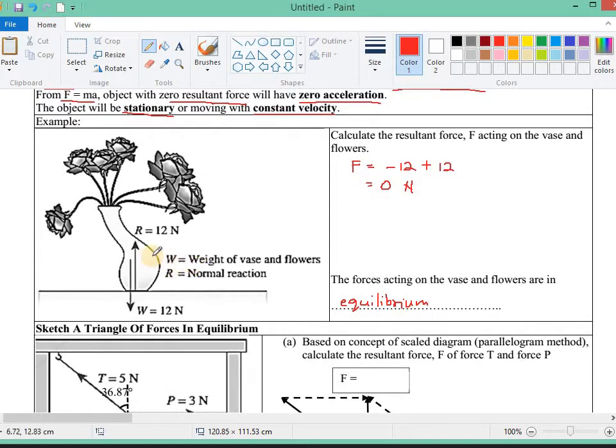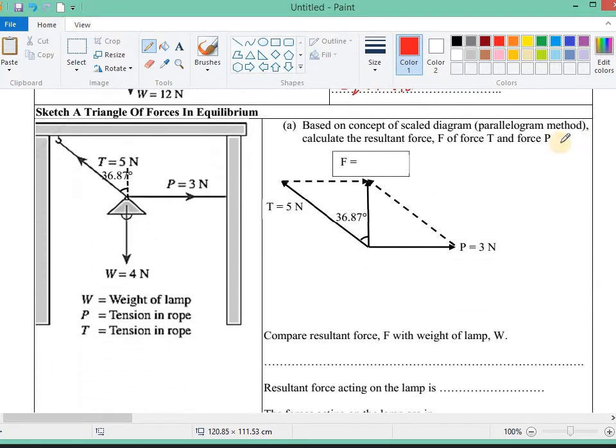Okay, so this example is where the forces are parallel. Now we want to see what happens if there are more than two forces, and the forces are not parallel to each other. So for example, this one. You look at this diagram, there's a lamp, and the lamp has a weight. So this weight is the result of gravitational force. The weight is 4 Newton, so that means the gravitational force is pulling the lamp with a force of 4 Newton. And then there are two strings.